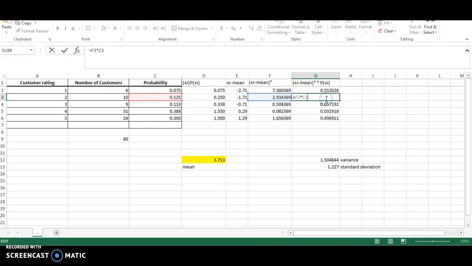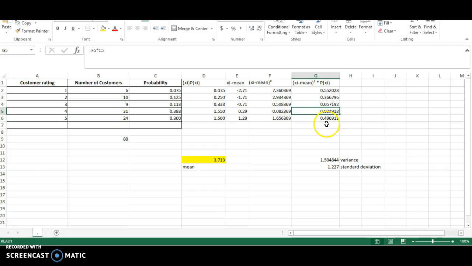And then the next one you're going to do xi minus mean squared times pxi. Then the next one would be xi minus mean squared times pxi. And you do that for each one.